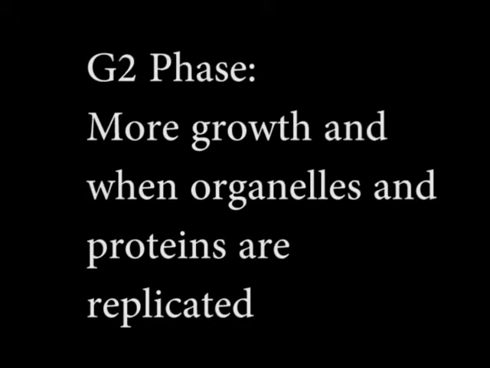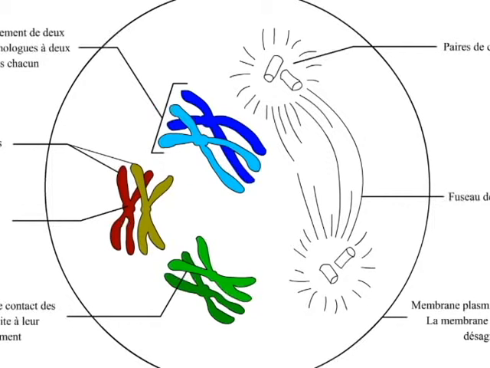Then there's the G2 phase, which stands for growth 2, and this is the shortest of all the phases. And this is where organelles and proteins are replicated. And in this stage, the cell continues to grow, but it doesn't grow as much as the cell grows in the G1 phase. And there's prophase after that, and this is the first stage of actual mitosis, or cell division.